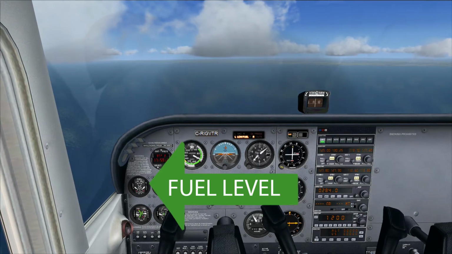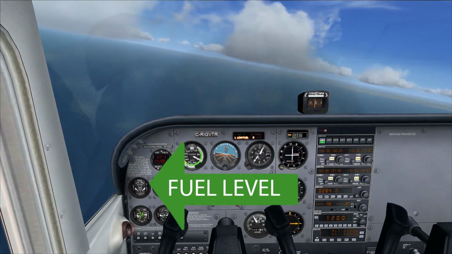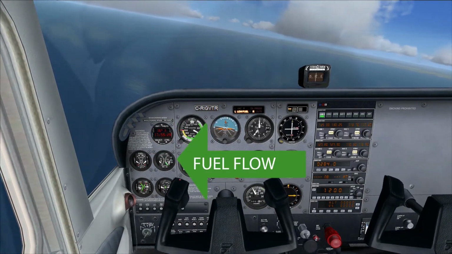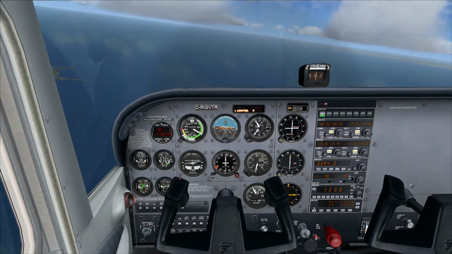Fuel level. Always good to have fuel in the tanks. Avoid flying on empty. You might find the engine decides to turn off if there's no fuel. Fuel flow. How much fuel you're burning per hour. Some aircraft display this, some don't.